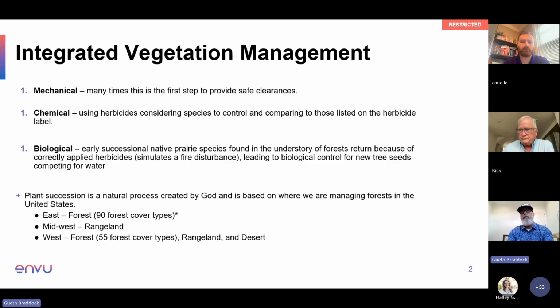And these plants that we are trying to promote and release, they naturally compete with those new tree seeds hitting the ground, compete for water. So, which is a good thing. And plant succession is a natural process created by God, and it's based on where we're managing forest in the United States. In the East, there's about 90 different forest cover types that we have the opportunity to work with. Midwest is primarily rangeland. In the West, we have about 45 different cover types, forest cover types, including rangeland and desert. And that just depends on where you are in the U.S. of what kind of species that will be released.